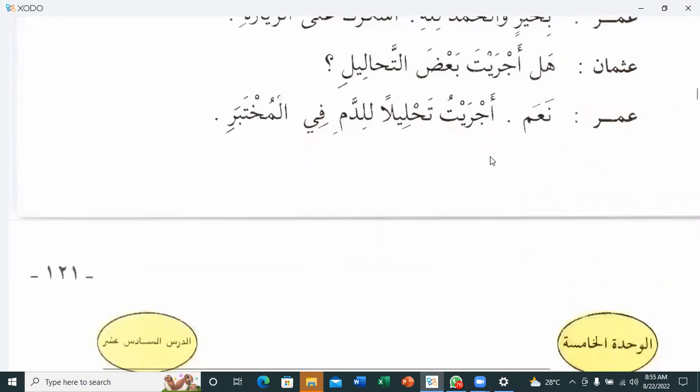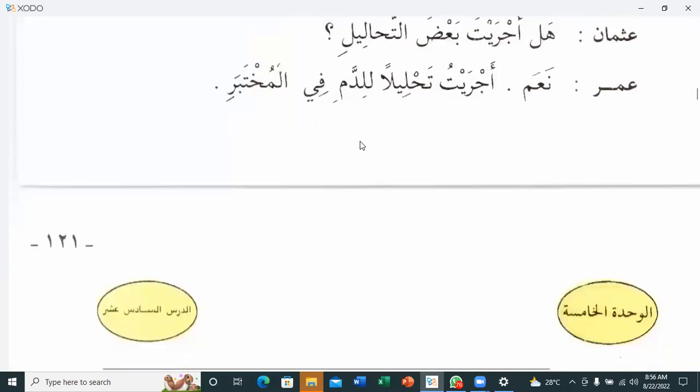Umar, naam, yes. Ajraitu, I did. Tahleelan, a test, liddami, blood. A blood test, fil mukhtabar, in the lab. Naam ajraitu tahleelan lid-dami fil muktabar. Yes, I did a blood test in the lab.